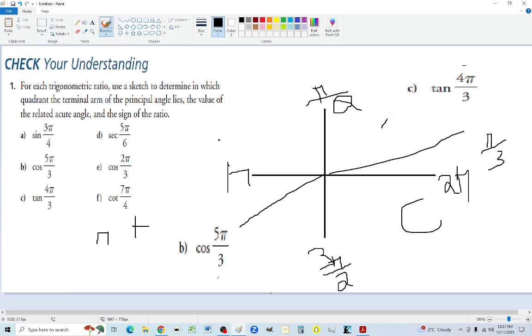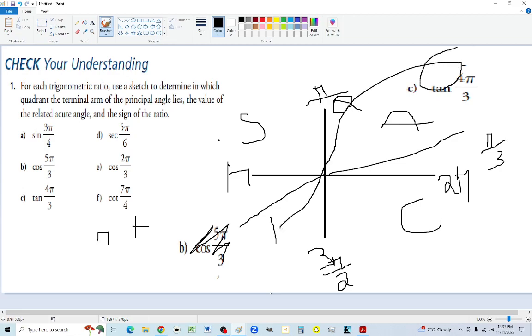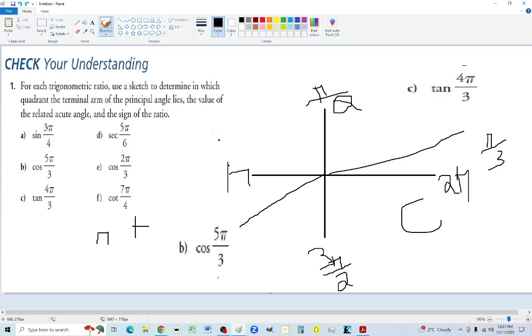Now, according to CAST, it's positive here. Oh, sorry, that's not cosine. Tangent. Tangent's positive here, and tangent's positive here. So the answer will be positive. Now, remember that secant is the opposite of cosine.